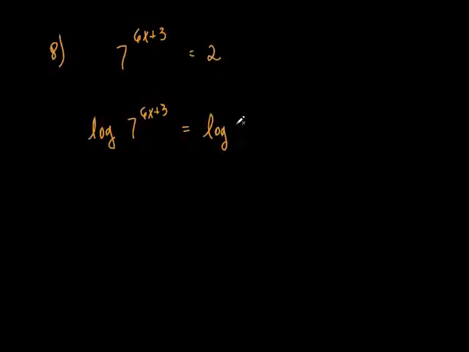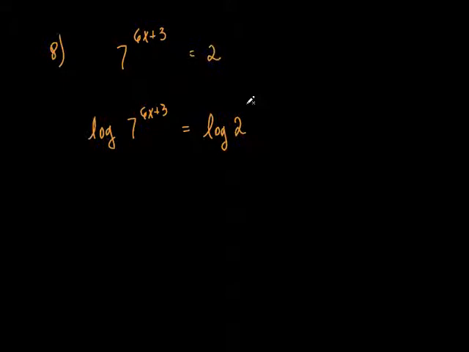So we just did 7, now we're doing 8. This is 7 to the 6x plus 3 power equals 2. Now, again, we could do this by just changing it from exponential form into logarithmic form. I'm not going to do it 2 ways every single time, okay? So we'll just do it the way that they told us to do it. We'll stay with the rules here. So we're going to take the log of both sides. So we're going to take the log of 7 to the 6x plus 3 equals the log of 2.